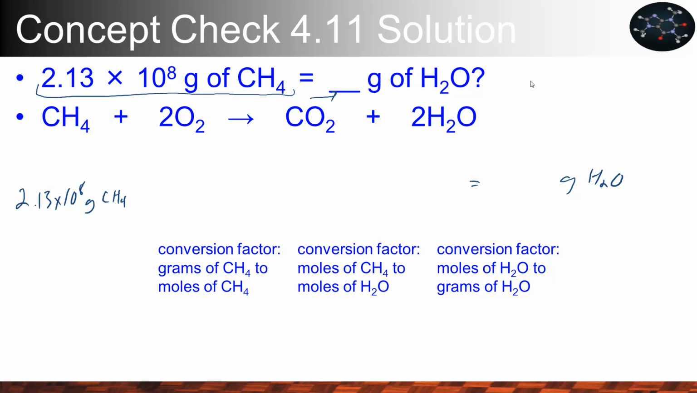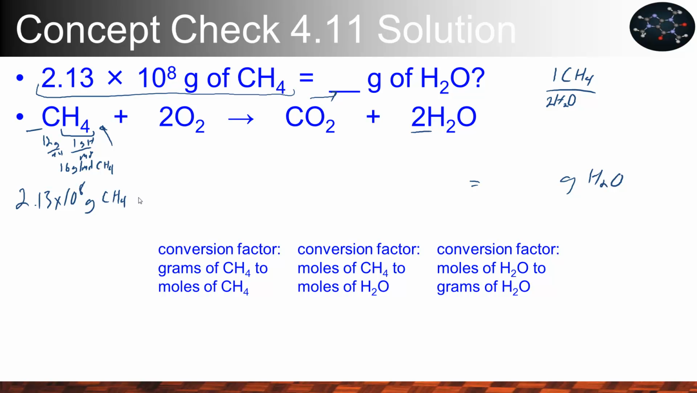And we have all sorts of ratios here. We know there is a 1 to 2 ratio between methane and water, and vice versa. It's 2 waters to 1 methane as well, but that's fine. We know that we have 12 grams per mole for carbon and 1 gram per mole for hydrogen. So that's 12 plus 4, 16 grams per mole for methane. That's the molecular weight of methane.